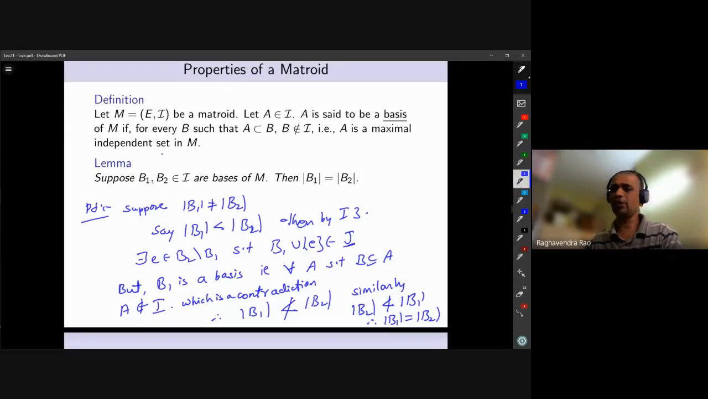If you take any matroid, you can go back and look at the examples that I have presented. I think there were one or two examples. In both of them you can see the maximal sets will have the same cardinality. I think in one example there is only one maximal set, so there is no question. When you have multiple maximal sets, the question arises. But the interesting point is they have the same cardinality.